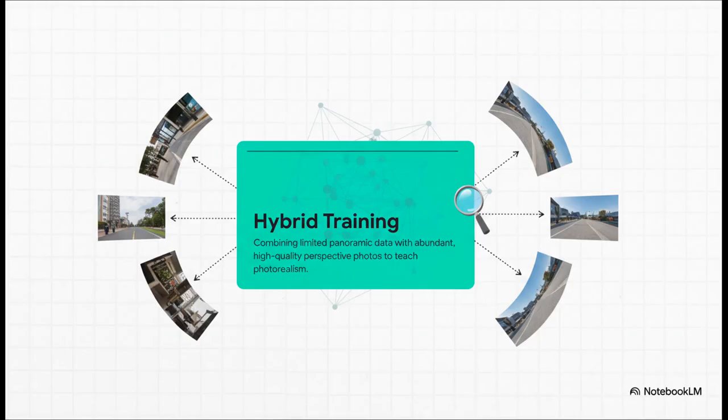And their solution is this beautiful strategy called hybrid training. The logic is so simple, but it's totally brilliant. They said, okay, we have a scarcity of panoramic data, but we have a massive abundance of regular, high-quality photos. Can we use the abundant data to help with the scarce data? The answer is yes. They use the billions of normal photos to teach the model the fundamentals of photorealism. What does real lighting look like? What are the textures of wood or metal or concrete? Then they use the smaller, specialized panoramic dataset to teach the model the unique geometry of a 360-degree world. It's this incredible way of transferring knowledge from a data-rich world into a data-poor one.